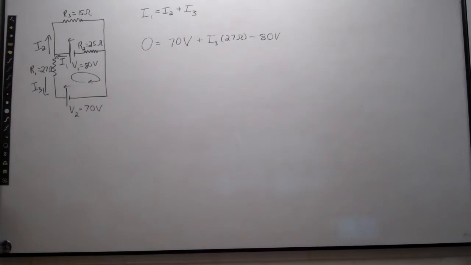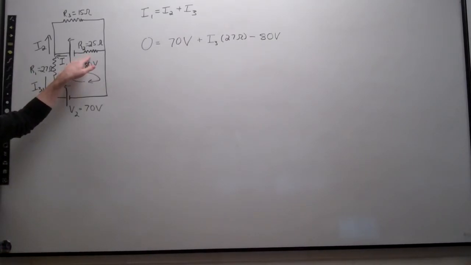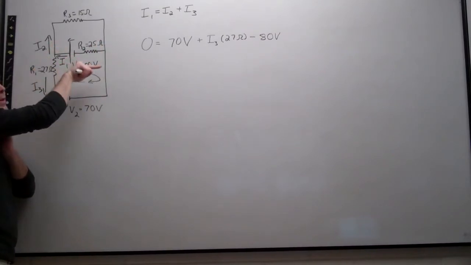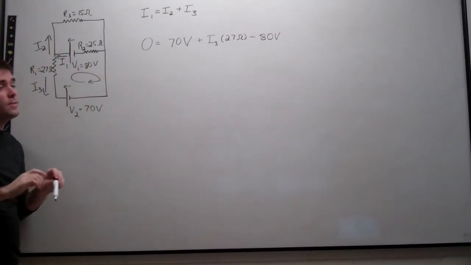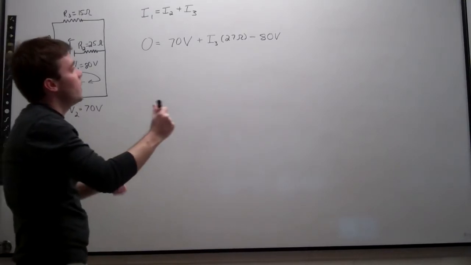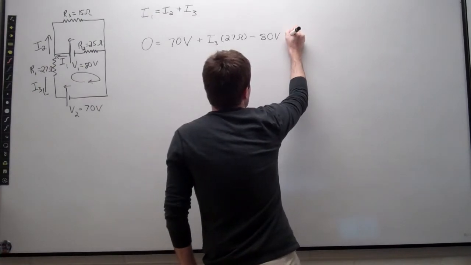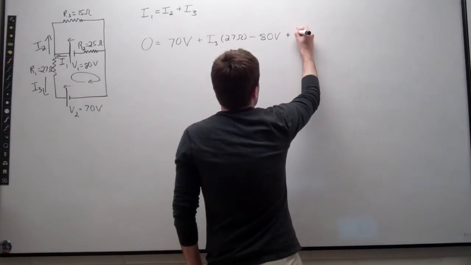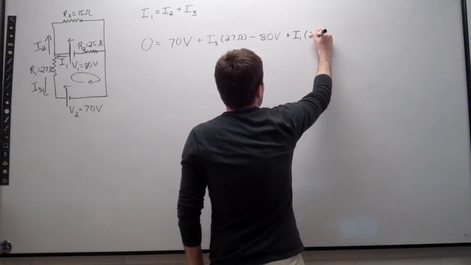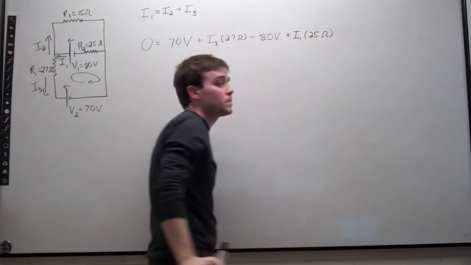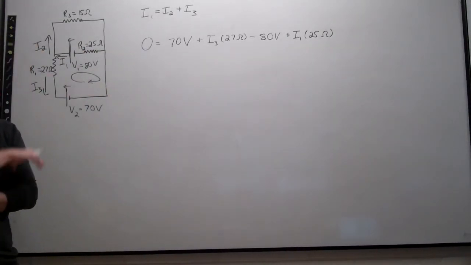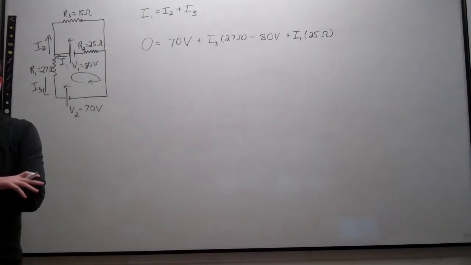Okay. What about R2? Current's pointing through this way, and the loop's pointing that way. So do we add or subtract V equals IR for R2? Add. They're in opposite directions, so we add. So we do plus I1 times 25 ohms. Does anybody have any questions about any of those terms, or why they're positive or negative, or why they're included?